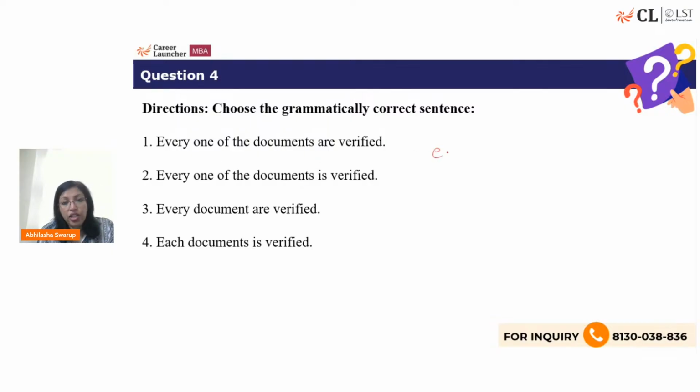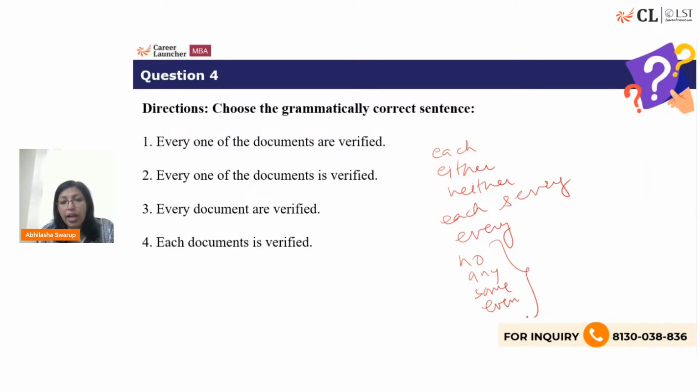Now remember, each, either, neither, each and every. These are all always singular, as are no, any, some, and every combined with one, body, and thing. Right? Therefore, everyone is going to be singular. And if everyone is singular, therefore the answer has to be is verified. Okay? Yes, very good, Abhigyan. Excellent.